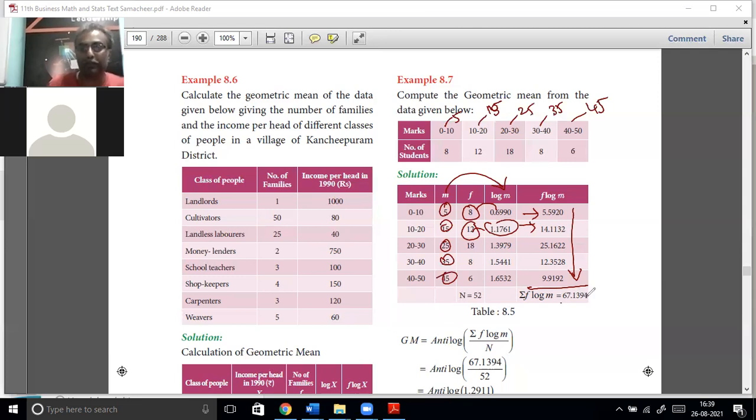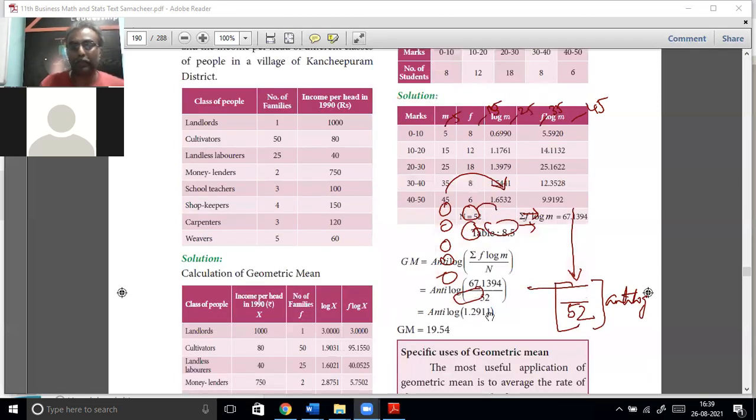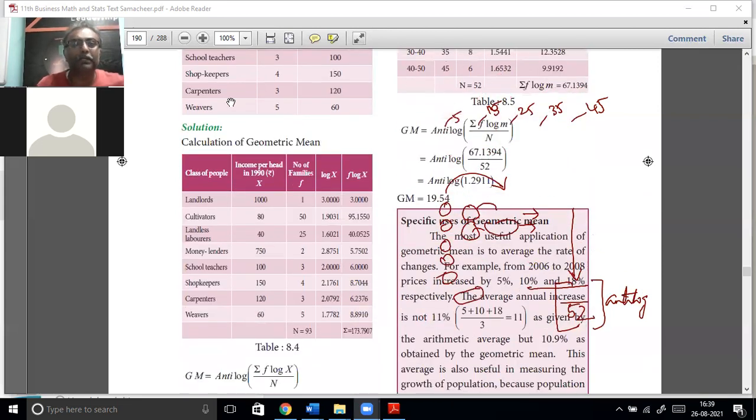That is coming to 67.134. Now divide that by N, so that is divided by 52. And then for the whole of that you find the anti-log. So 67 by 52 will be 1.29, 1.2911. You find the anti-log for that, then the geometric mean is there. Very simple, 19.54.